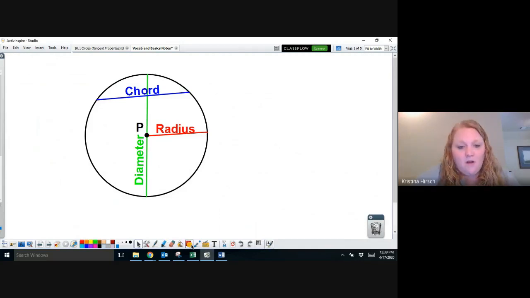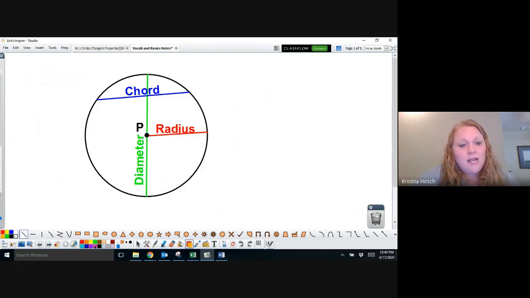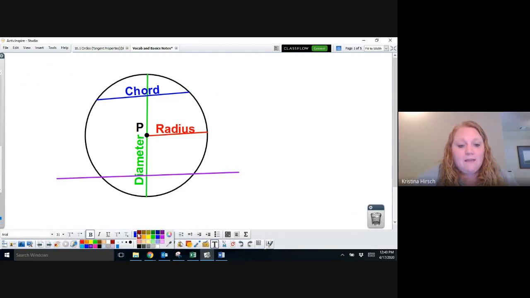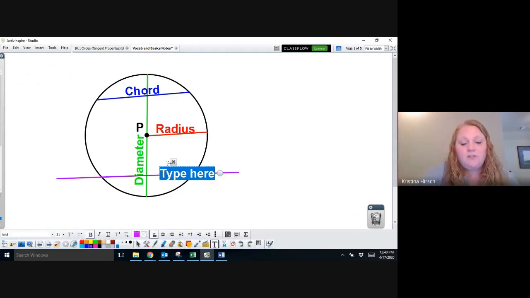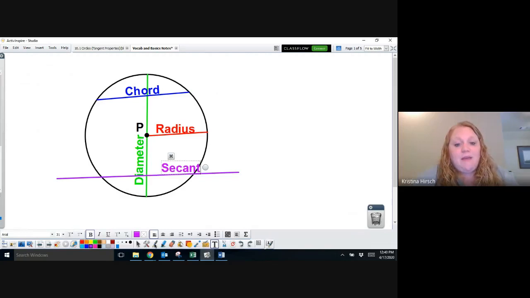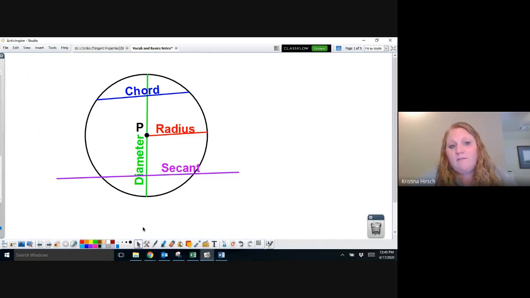We also have something called a secant. A secant goes through the circle in exactly two places. That's a secant. It can touch your circle at two places, but notice that it goes beyond the circle. It can be a line that continues on and on forever. It can be a segment, but it does have to touch in two places.